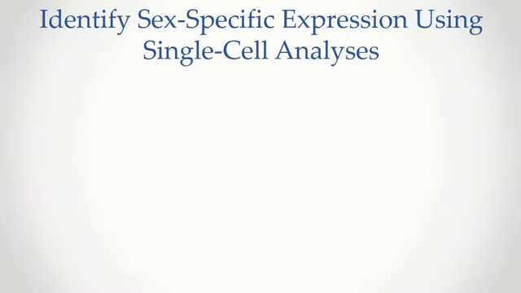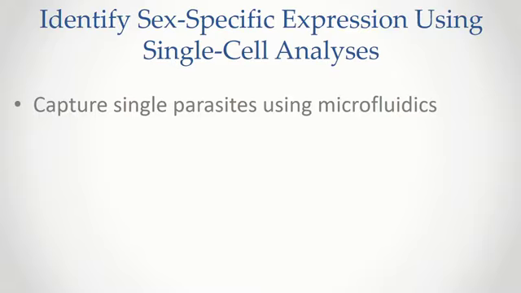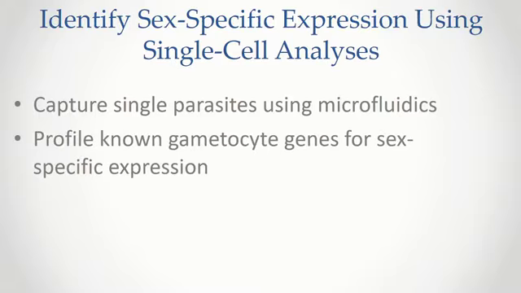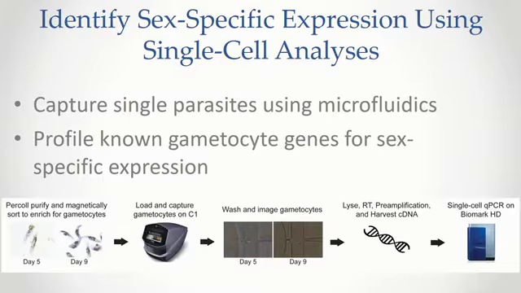What we have used here is the C1 microfluidic approach. We can capture single parasites using microfluidics. In this first part of my talk, I'm going to talk about profiling known gametocyte genes for their sex-specific expression. When you look at this figure, what we first do is isolate the single gametocytes from uninfected red blood cells. So we might Percoll purify and magnetically sort those gametocytes. In this project, we used mid-stage and late-stage gametocytes. Then we can load and capture those onto the Fluidigm C1 microfluidic chip, and you can see here a single parasite isolated within this microfluidic chamber.